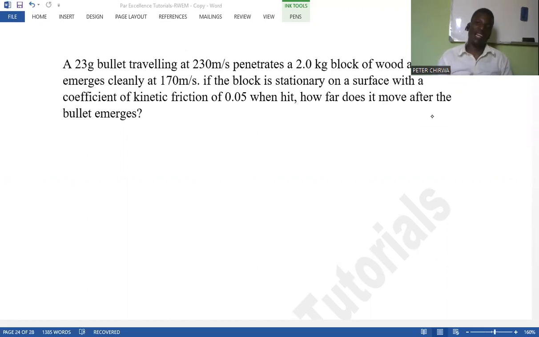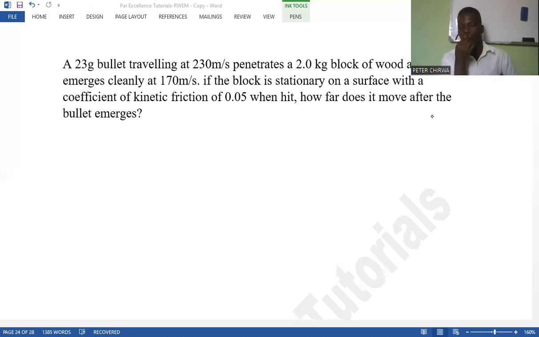The question we're going to solve says a 23-gram bullet traveling at 230 meters per second penetrates a 2-kilogram block of wood and emerges cleanly at 170 meters per second. If the block is stationary on a surface with a coefficient of kinetic friction of 0.05 when hit, how far does it move after the bullet emerges?